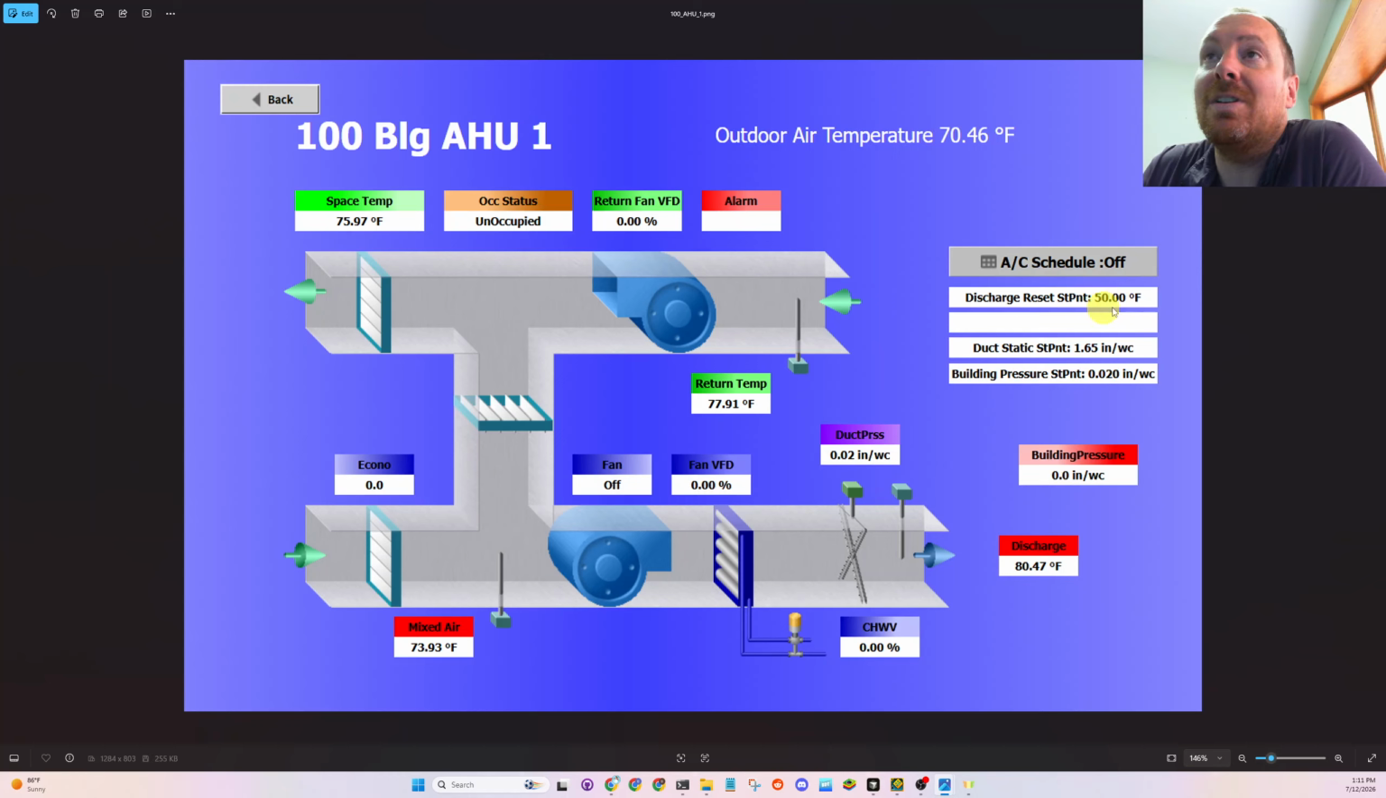One thing to note is this looks really odd: 50-degree set point on the air handling unit. Usually that's 55 degrees by design.